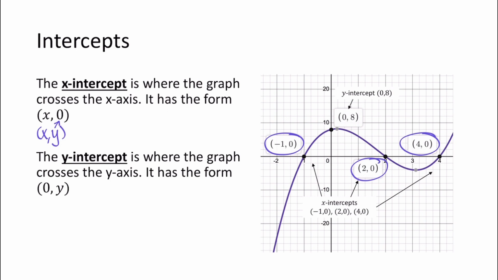The y-intercept is where the graph crosses the y-axis. It has the form (0, y) because remember that x will equal 0 where you have a y-intercept. So in this graph, you'll see that (0, 8) is the y-intercept of this polynomial function.